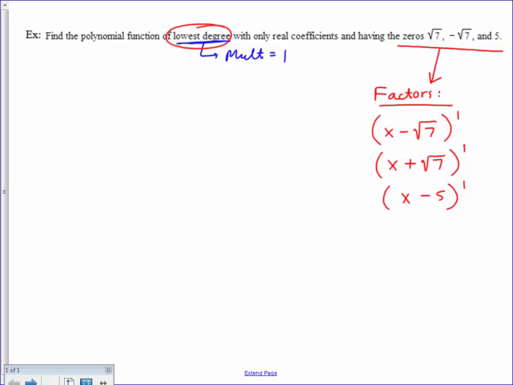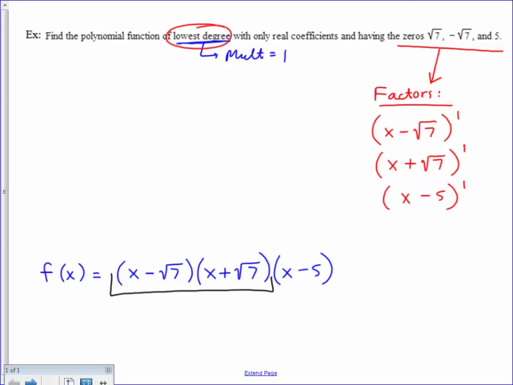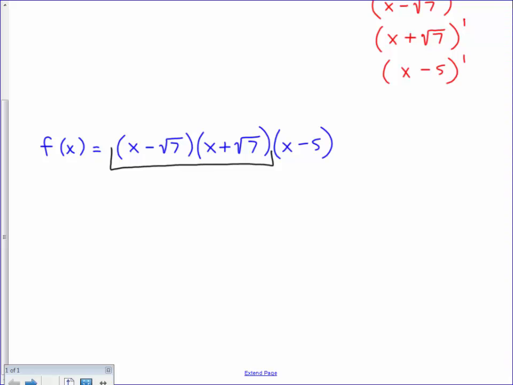So what I want to do here is write my polynomial as f of x equals, and then the product of those three factors. So x minus root of 7 times x plus root of 7 times x minus 5. Now, in situations like these where I have weird looking numbers within my factors, such as the square roots, always make sure to multiply those factors together first.